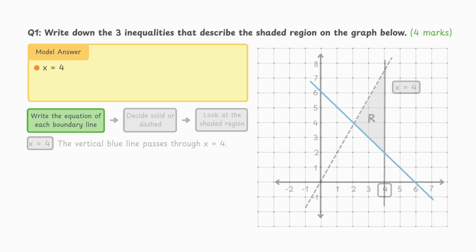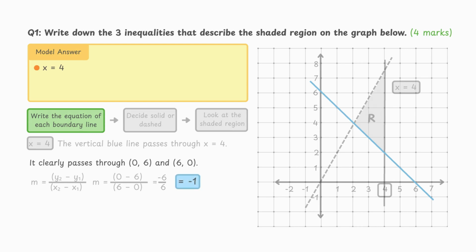Now look at the blue diagonal line. We can see it passes through two clear points, (0, 6) and (6, 0). So let's find the gradient. The change in y is 0 minus 6, which is negative 6. The change in x is 6 minus 0, which is 6. So the gradient is negative 6 divided by 6, which simplifies to negative 1.